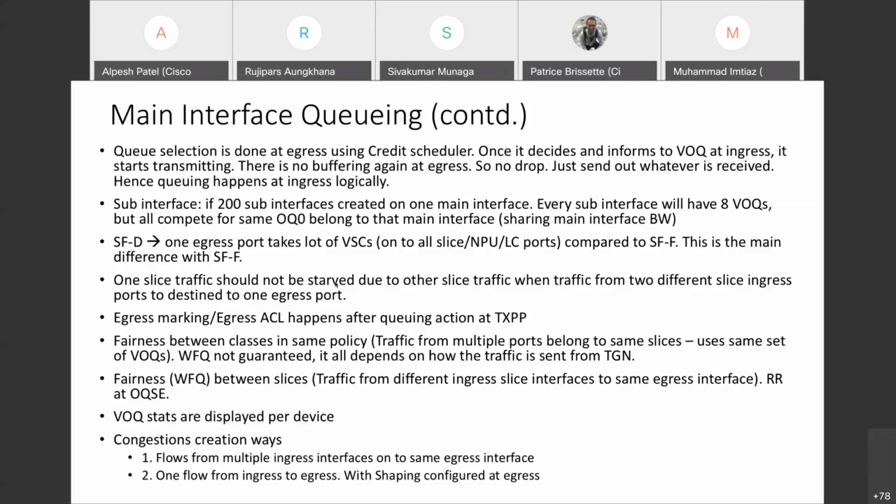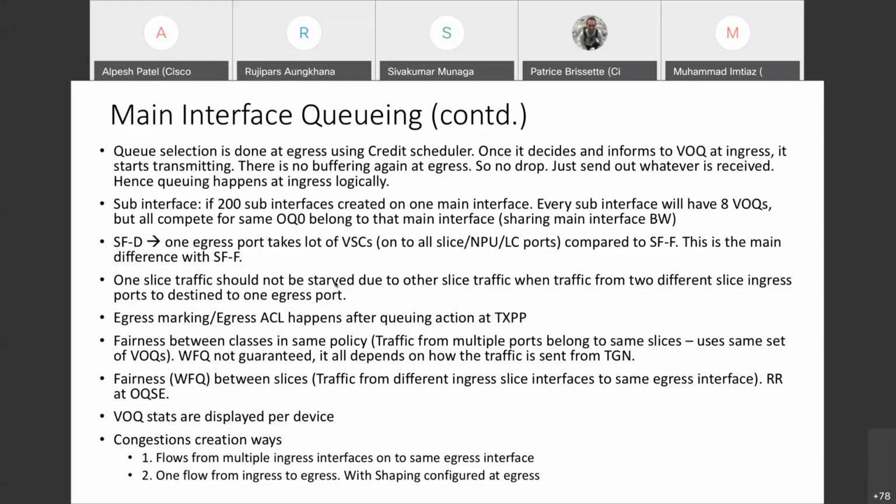One more question, Imtiaz. In the Spitfire D, I'm assuming that you can have a combination of line card types, a line card with one NPU versus a line card with multiple NPUs in different chassis. In that scenario? No, it talks about the number of VSCs. In a fixed platform, it's fixed. In the case of distributed, it depends upon how many line cards we have, how many NPUs we have, and how many slices we have. So it just takes a lot of VSCs on the egress side, and that's the difference.